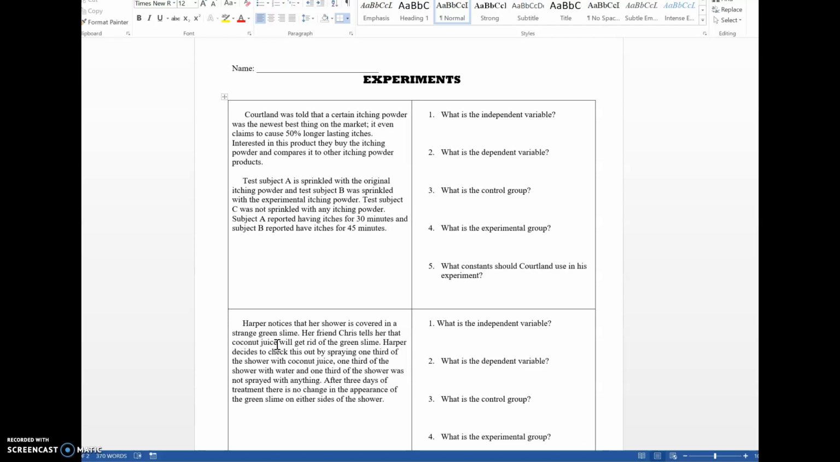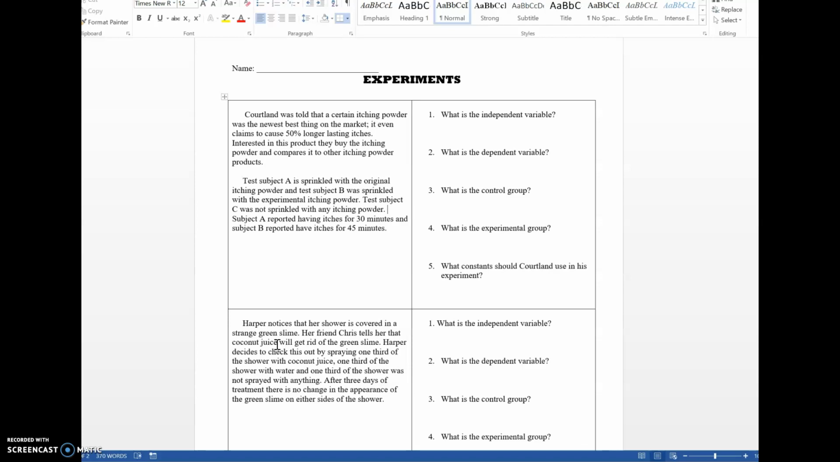Cross that out because it's just put in there to confuse you. The control group is test subject A, which was the one with the original itching powder. So remember, we're going to see the original itching powder. Everyone gets itching powder, but we're going to see which one lasts longer. Test subject B was sprinkled with the experimental itching powder.